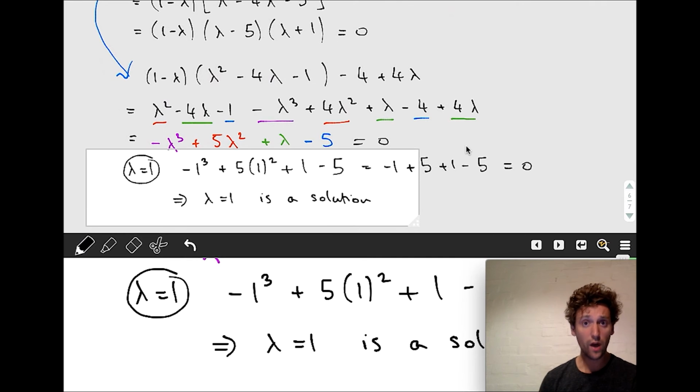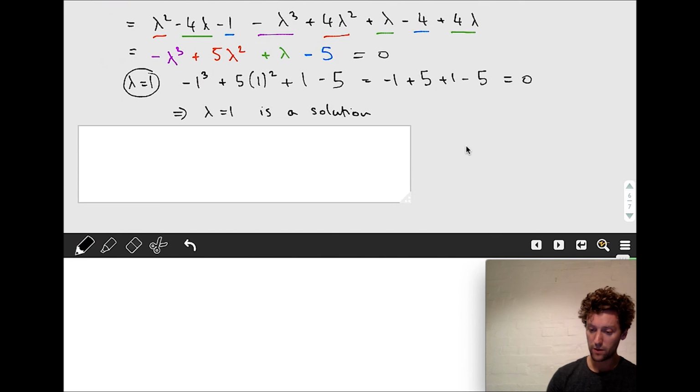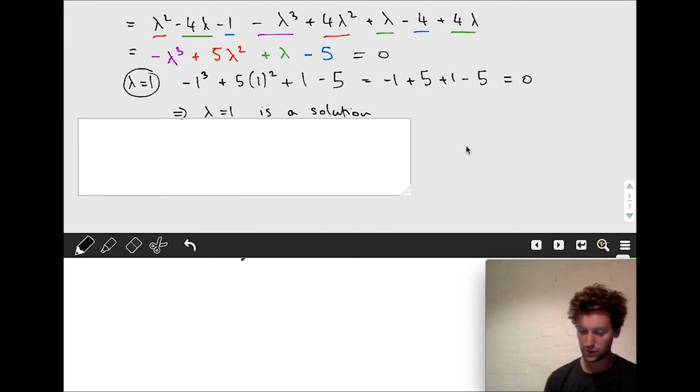So now I've got one eigenvalue. How do I figure out how to factorize and find the other eigenvalues? Well, the way I'm going to do it is by long division. So let's write out my cubic equation here again.